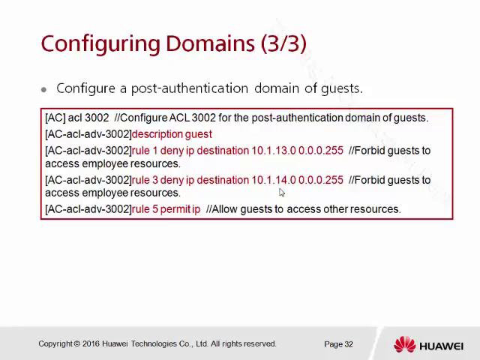This will be the same for the guest also. Basically, the guest will not be allowed to access the employee resources. We filter in these places because these 2 network segment ranges are already used by the employee, so the guests are not authorized to access them. But the rest of the destinations are allowed.